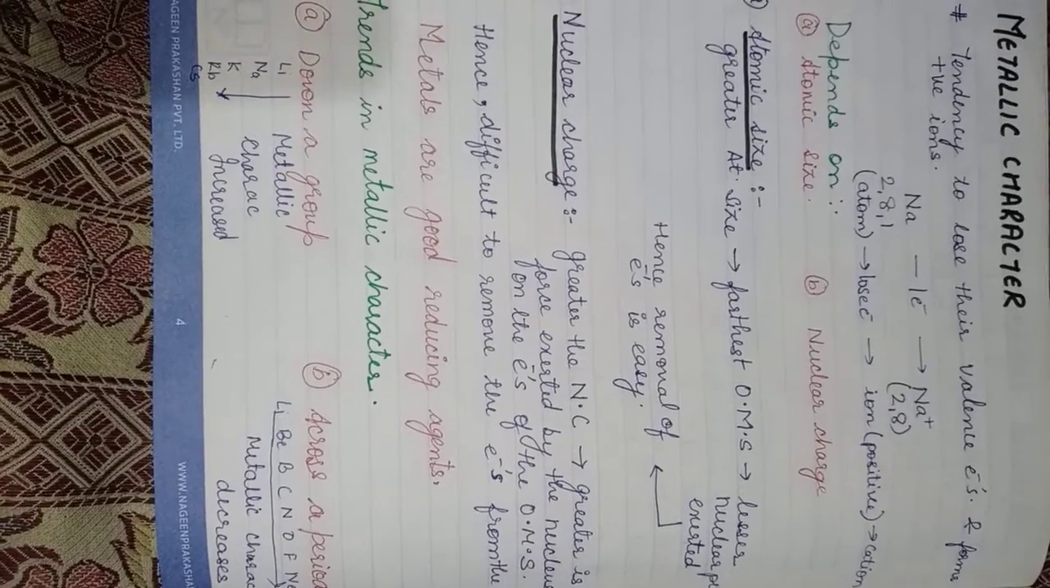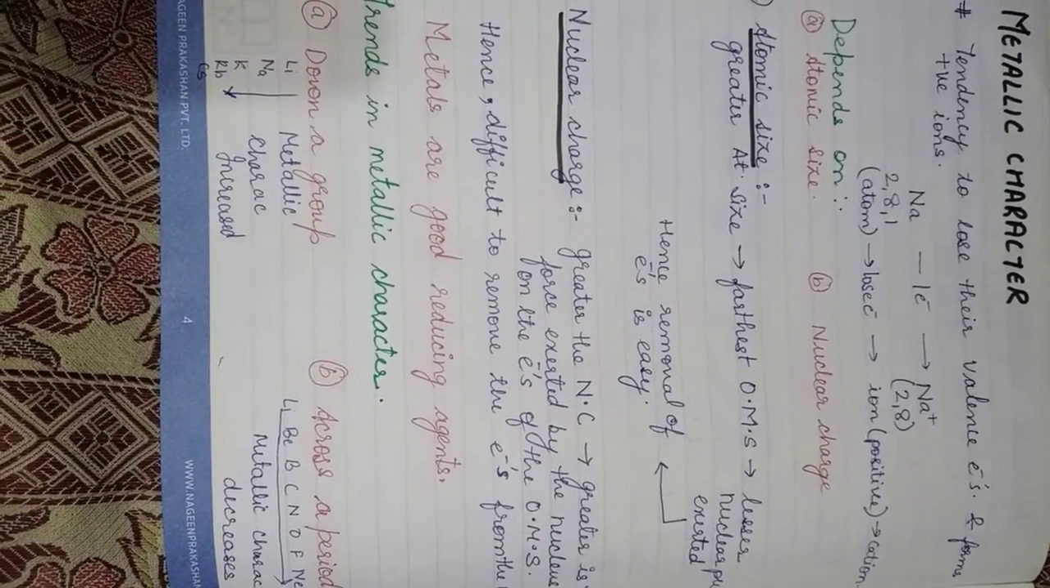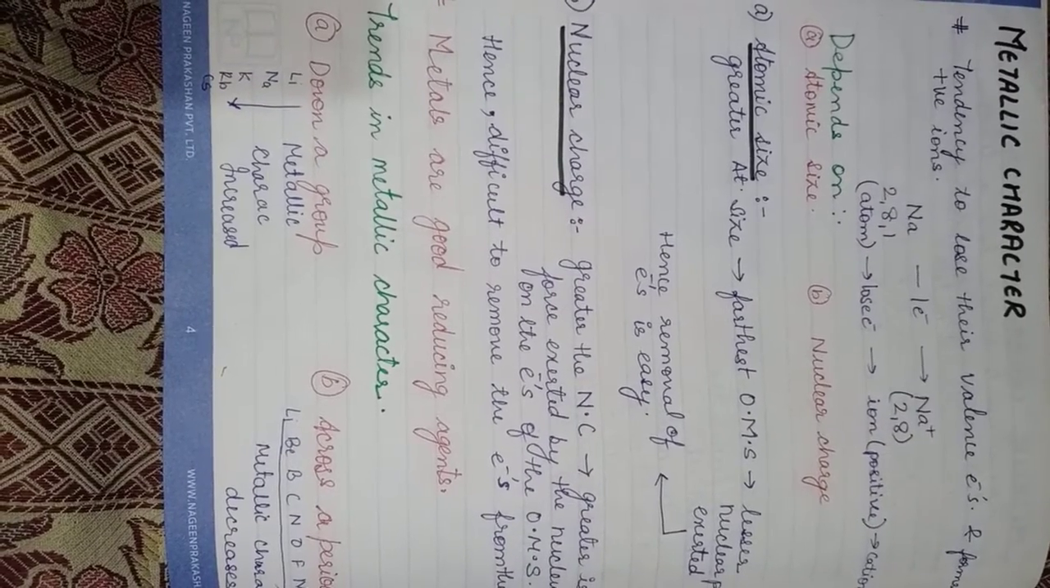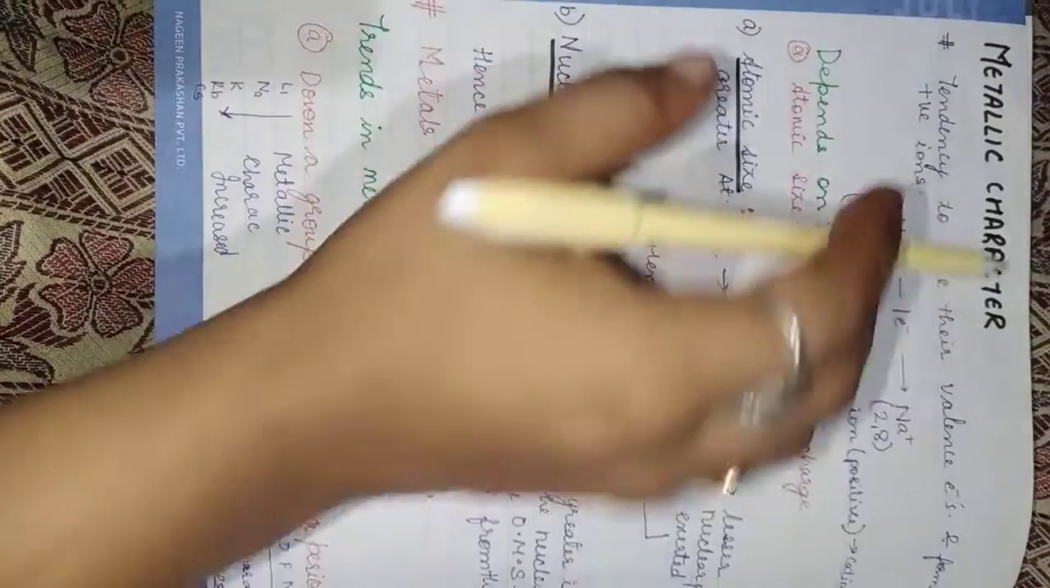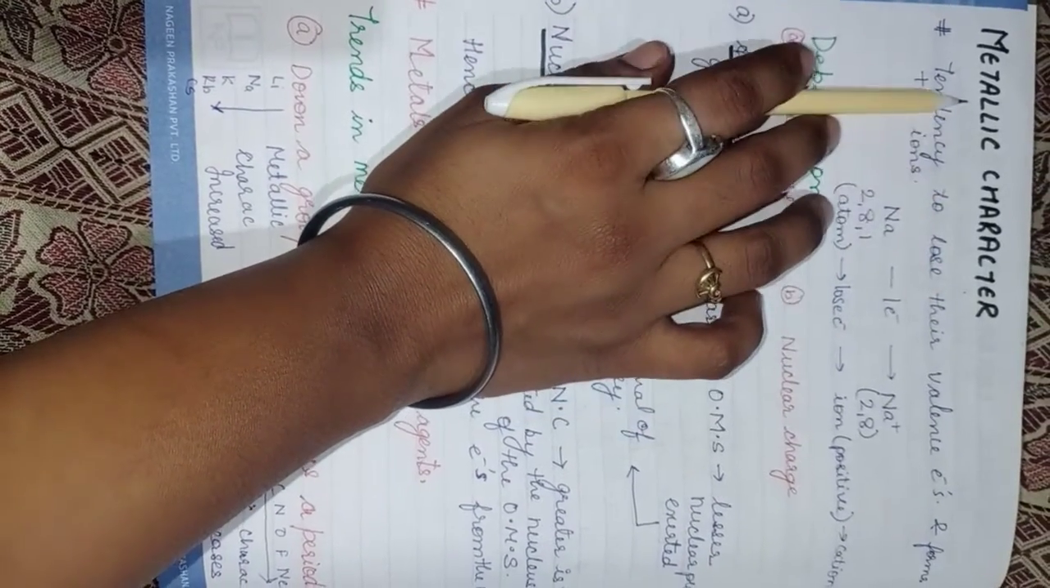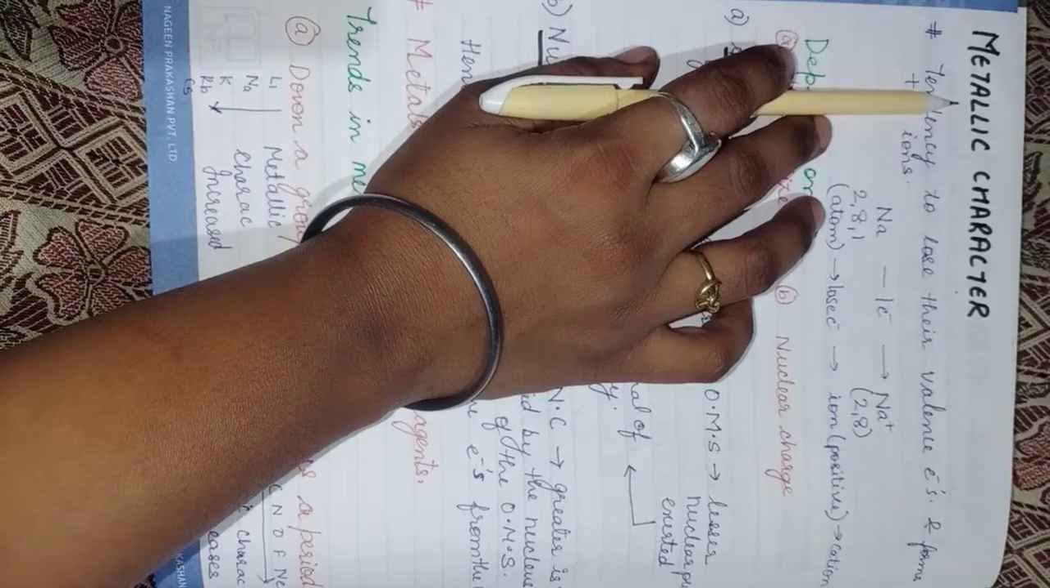Good evening, children. Today we are going to start with the next part of the periodic table chapter, that is your metallic character. According to this topic itself, you can come to know that we are talking about metals.